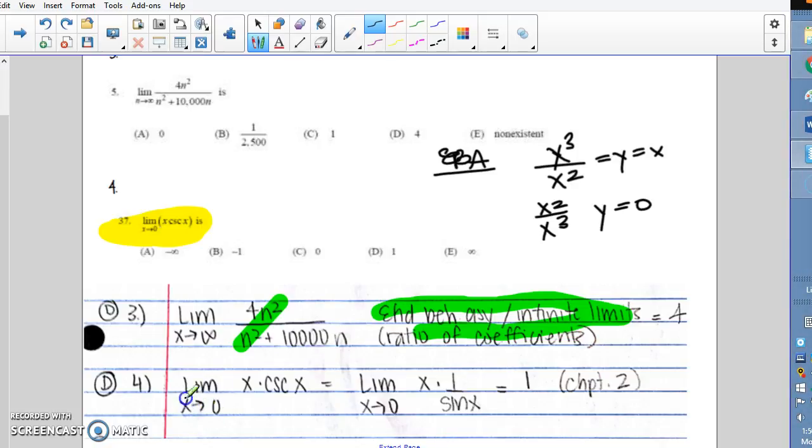This is the limit as x approaches 0, so it's kind of your first ding that we're focusing on the origin. Rewrite cosecant as 1 over sine. Hopefully that looks familiar. It's equal to 1.